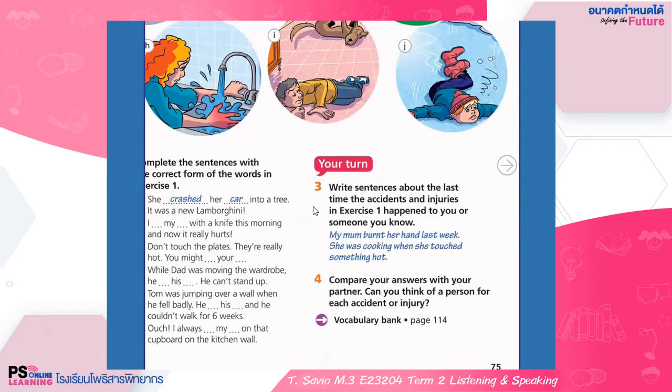Exercise 3. Your turn. Write sentences about the last time the accidents and injuries in exercise 1 happened to you or someone you know. Example: my mom burnt her hand last week. She was cooking when she touched something hot. So you can think of some accidents or injuries that took place that you can remember and you can write about. They might be of family, friends, relatives, or just people outside on the street.